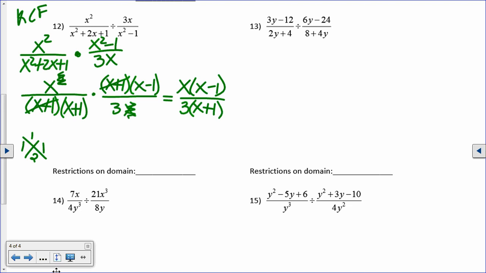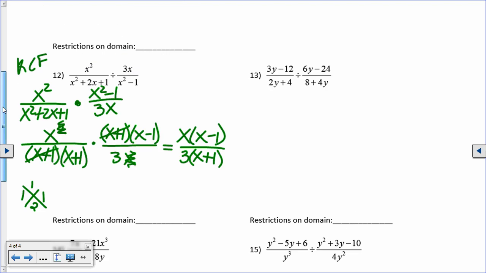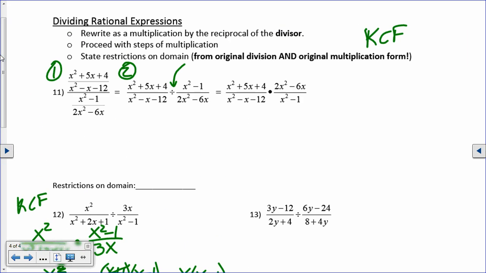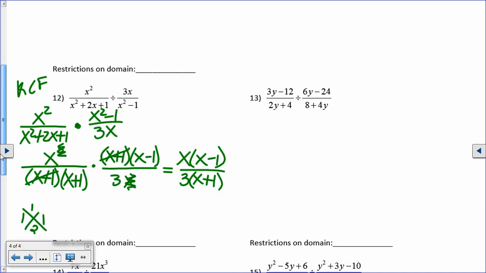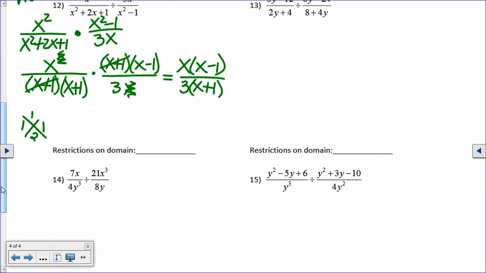Okay. Finding the restrictions for division is a little bit different, right? We have to use x's that were in a denominator at any point. So I think, did I write that up here? Yeah, state restrictions from the original division and original multiplication form. So when you guys are finding restrictions, if you have a highlighter or something, you might want to use this. Finding restrictions for division, you have to look in all 3 of these positions. Right? So basically, after you factor, you have to look here, here, and here.